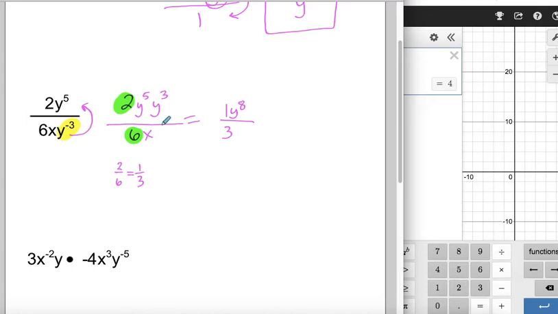On the bottom, I have an x, and that's the only x. There's no other x's, so it's just going to stay as an x. And remember, up top, unless there's nothing else up there, you don't really need to write the 1. So you can say that the answer here is y to the 8th over 3x.